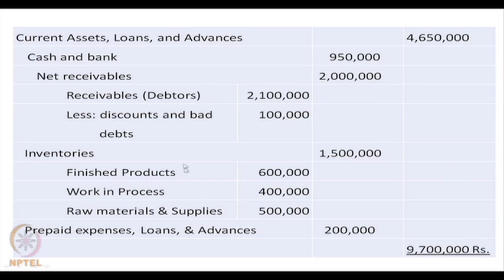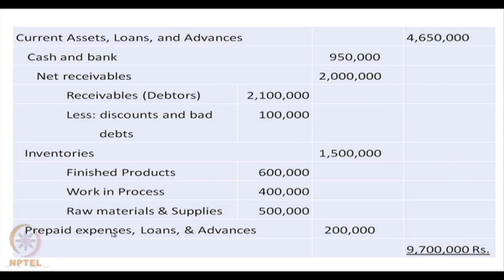So, as on 30th of that month, raw material position is 500,000, WIP 400,000, finished product 600,000. Total inventories is 1,500,000 rupees.